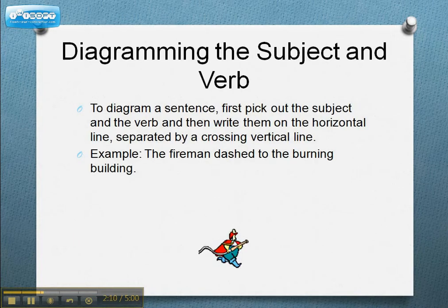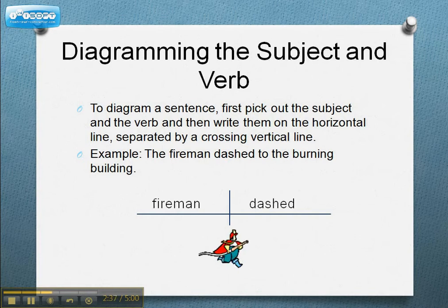To diagram a sentence, first pick out the subject and the verb, and then write them on the horizontal line separated by a crossing vertical line. So we have our sentence, "The fireman dashed to the burning building." We draw our horizontal line, the vertical line cutting through. Who is the sentence about? The fireman. And what did he do? He dashed. So we write our subject, fireman, on the left-hand side and our verb, dashed, on the right-hand side.